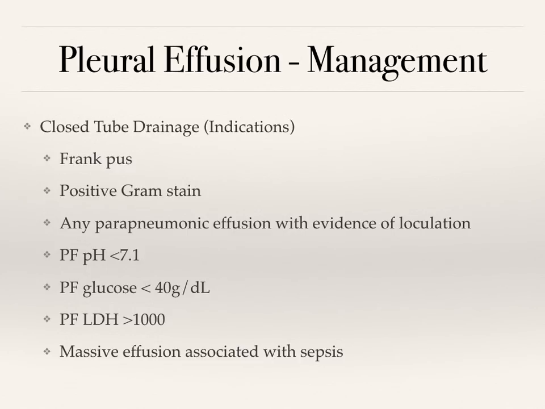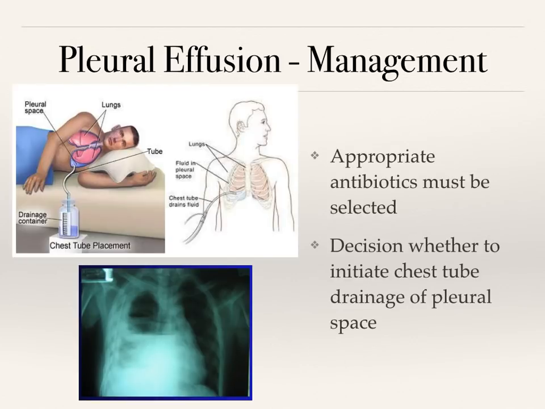The indications for immediate closed tube insertion would be the presence of frank pus, positive gram stain of the pleural fluid, any parapneumonic effusion with evidence of loculation, pleural fluid pH less than 7.1, pleural fluid glucose less than 40 mg per deciliter, pleural fluid LDH more than 1000, and massive effusion associated with sepsis. Appropriate antibiotics must be selected, and the decision whether to initiate chest tube drainage of the pleural space should be noted.